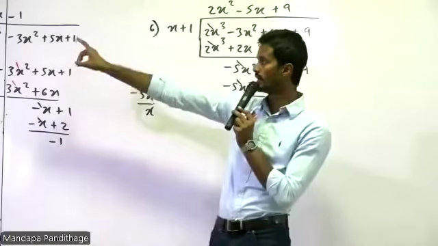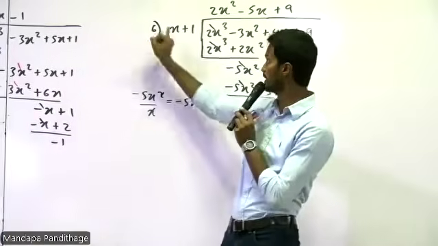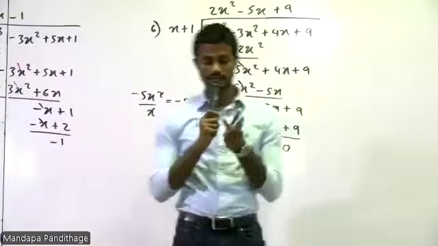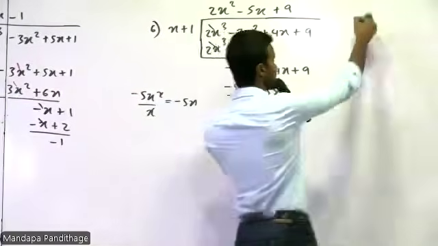So far we have done the polynomial division when this coefficient is 1. Okay, now I'm taking an example like this. Look at this.